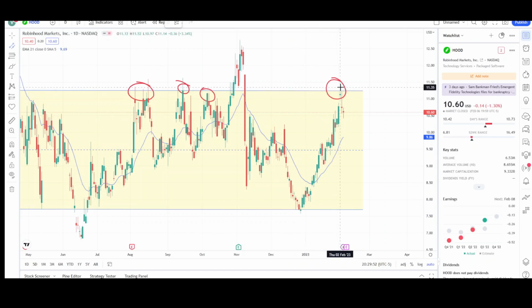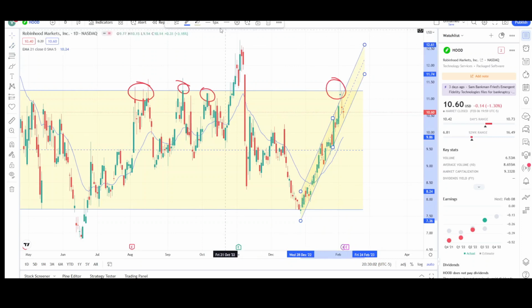So a pullback was definitely expected, but this move higher from this low point back here in late December up until now is a very strong uptrend. So what we're probably going to get is a pullback, but there's a good chance it continues to see higher prices, just because of how strong this entire up move is.